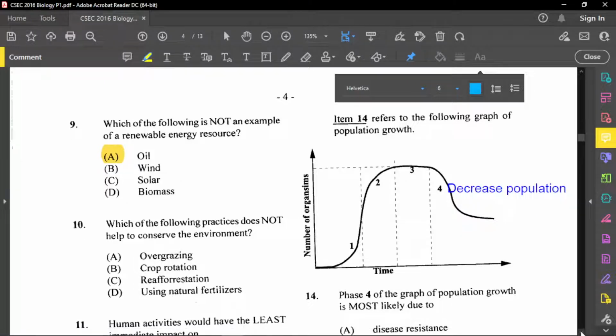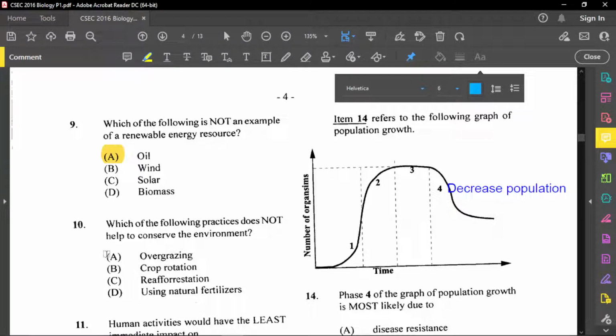Question number 14. Let me see which. No, let's go to 10. Yeah, 10 is better. Which of the following practices does not help to conserve the environment? Overgrazing, which means animals eating a lot of grass, more than what can be regrown. So definitely overgrazing is a problem here. It does not conserve the environment. Crop rotation is a very good one.